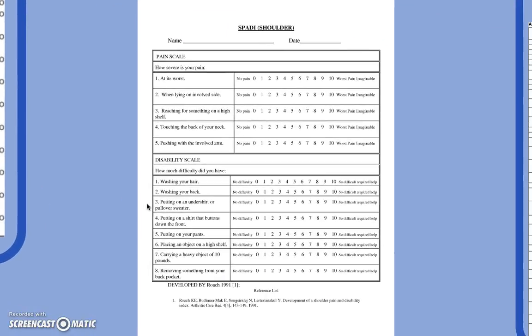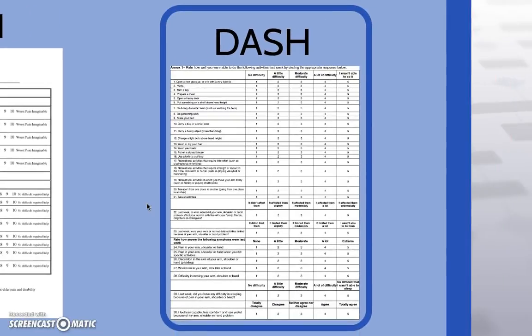The Shoulder Pain and Disability Index, or SPADI, is a self-administered questionnaire that consists of 13 items that assess 2 domains, a 5-item subscale that measures pain and an 8-item subscale that measures disability. The SPADI takes 5 to 10 minutes to complete. The Disabilities of the Arm, Shoulder, and Hand, or DASH, is a 30-item self-administered questionnaire that measures the impact of function of several musculoskeletal disorders of the upper extremity. There is also a shorter version called the QuickDASH that is 15 to 20 questions.